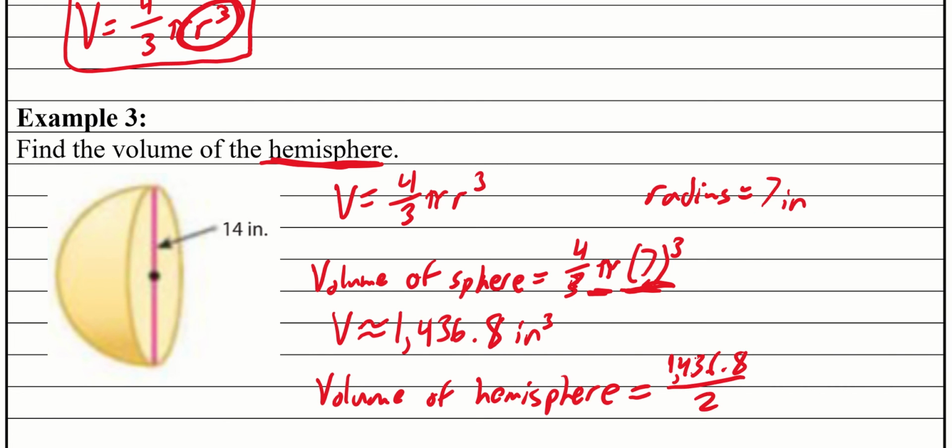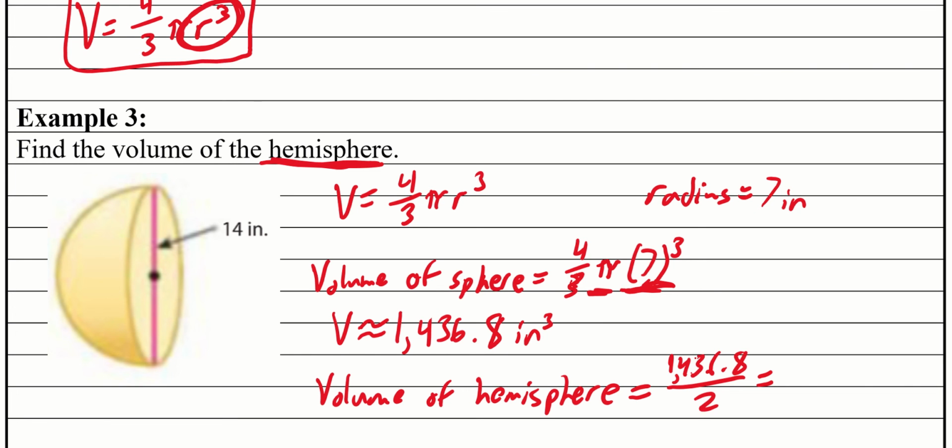So about 1436.8 divided by 2. And what I'm going to do is I'm just going to keep this decimal in my calculator. So right now I have the whole decimal. It spits out 1436.7550 something. I'm going to keep that in my calculator and I'm just going to hit divided by, and then I'm just going to hit 2.